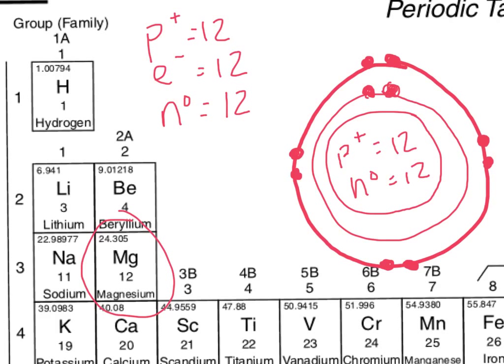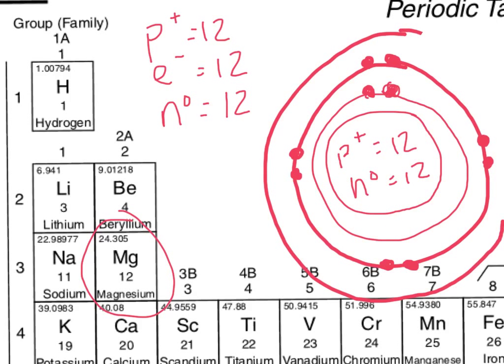Alright, so 2 plus 8 is 10, but I still have 2 electrons left. So guess what I have to do? I have to draw another energy level. And the last 2 electrons go in the highest, this last energy level. Alright, so that's a correct Bohr diagram for magnesium.